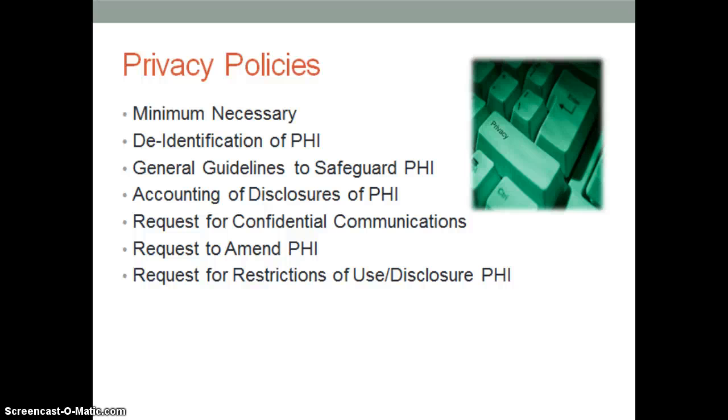So here's the batch of privacy policies that were implemented, and we'll just quickly go through them, but also please refer to the policies and read through each one. We'll start with minimum necessary, de-identification of protected health information, and some general guidelines to safeguard protected health information. Then we're going to go through four of the patient rights policies: the accounting of disclosures, the confidential communications, the right to request an amendment, and the right to request a restriction.